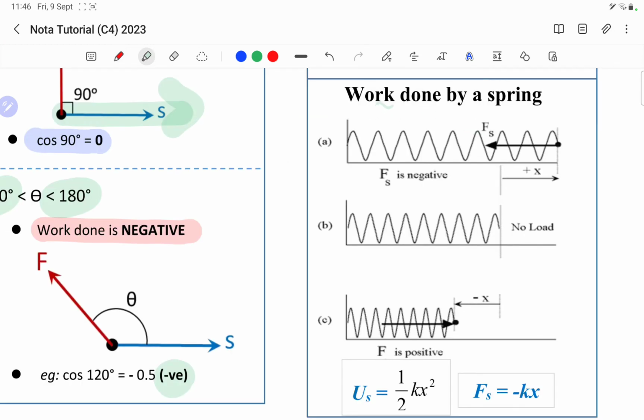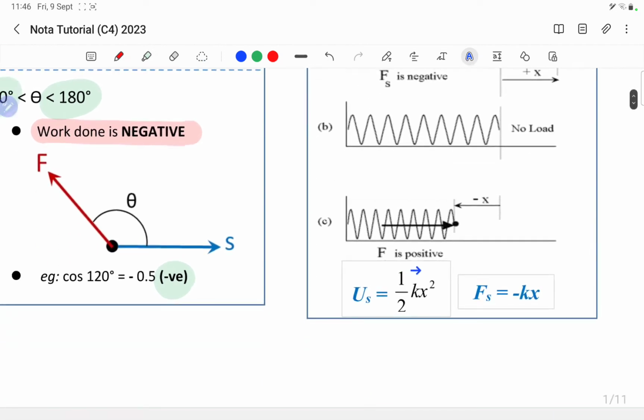Next, work done by a spring. So kalau work done by a spring, the formula is basically the elastic potential energy in the spring. So formula dia ada half kx squared. This one is from Hooke's law. So U equals half Fx, and then F equals kx, so half kx squared. So kalau soalan kata calculate the work done by a spring, use this formula, half kx squared.